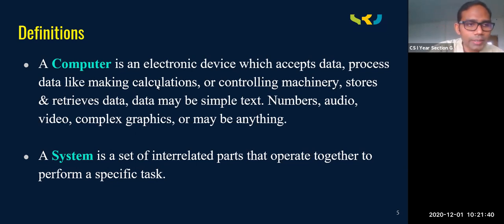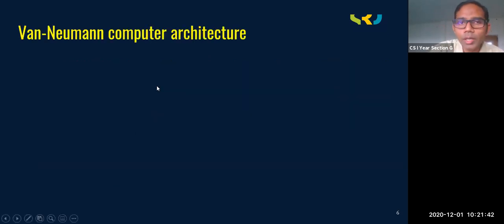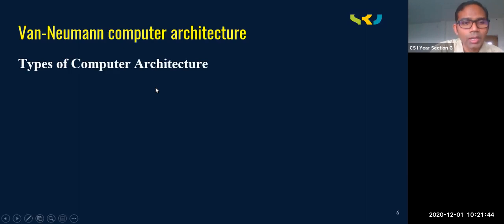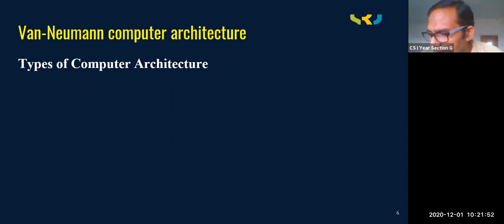Let us go to the next slide. The next slide is von Neumann architecture. Every computer has an architecture. What do you mean by an architecture? The methodology of arrangement of components. How you are arranging the components is called architecture.